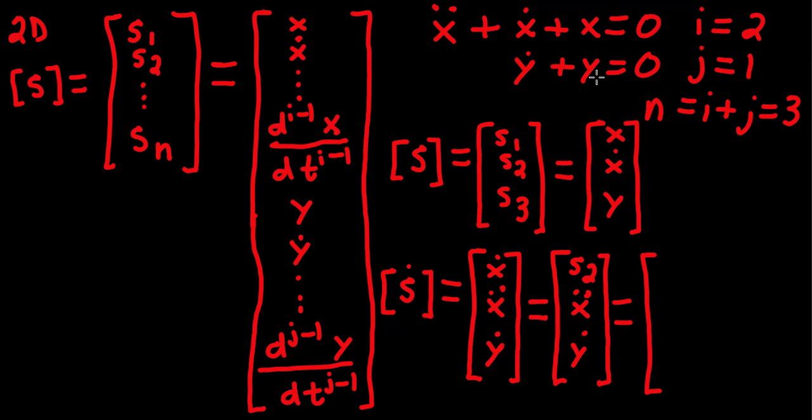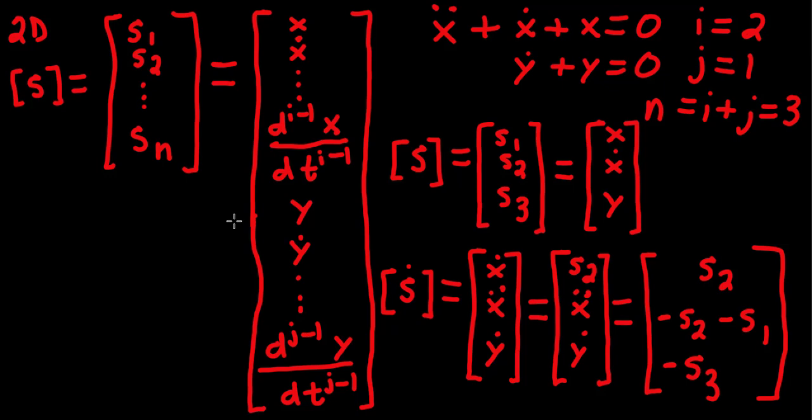If we were to express those terms in terms of state variables, that gives us y dot is equal to negative s3, i.e. negative y, and x double dot is equal to negative s2 minus s1, i.e. negative x dot minus x. And we still have s2 on the top. And now we have a format that is suitable for MATLAB. So again, as you can see, this process is pretty much exactly the same as for the one-dimensional process.